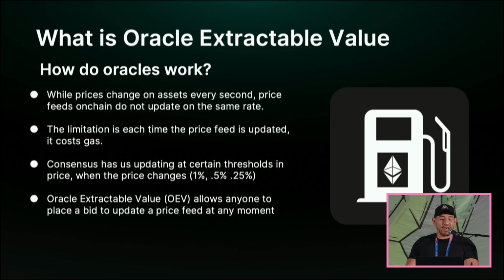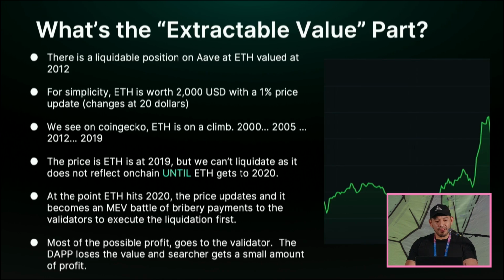So Oracle Extractable Value allows anyone to place a bid to update the price feed at any moment when they need it. So what is the extractable value part of this? We're going to do a quick example: there's a liquidatable position on Aave at ETH valued at $2,012. For simplicity, we're just going to keep ETH at $2,000, and it has a 1% price deviation. So it updates at $20. It either updates at 2020 or at 1980.